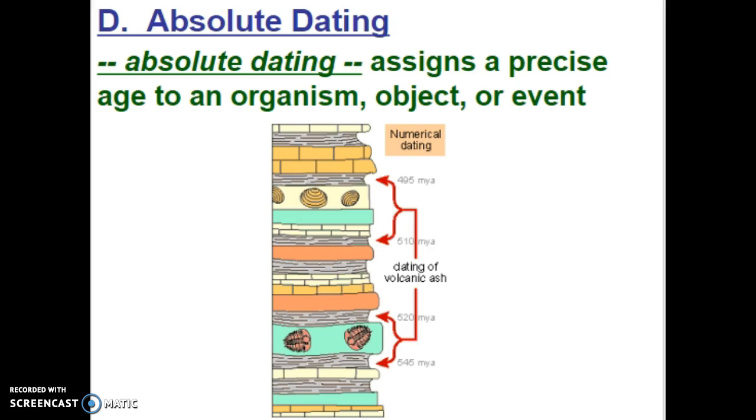Now, when we talked about relative dating, and talking about generally getting a ballpark estimate of the age of objects or events, scientists really want to know a more accurate age. And so we can use what's called absolute dating. Sometimes absolute dating is also called radiometric or radioactive dating. But absolute dating assigns a precise age to an organism, an object, or an event. And we can use this information by taking a look at the amount of radioactive material versus stable material in an organism or an object or an event.